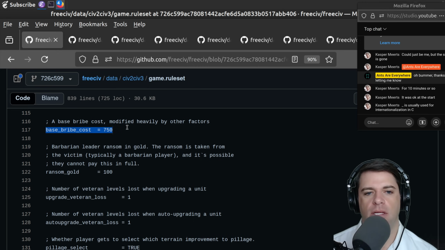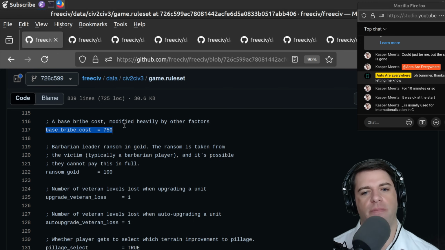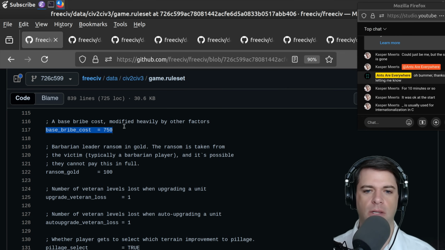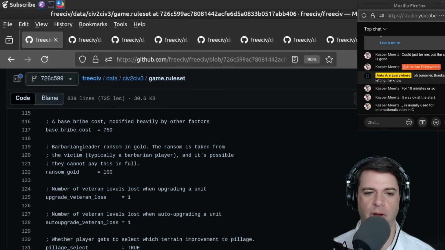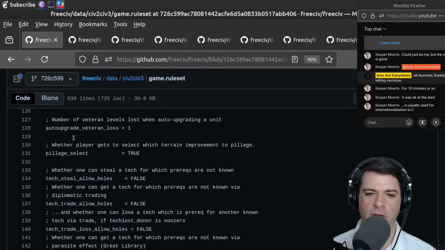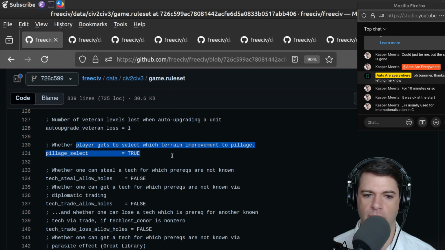There's a bribe cost, a base bribe cost modified heavily by other factors. Okay. So I guess the standard bribe is going to cost you $750, but that's going to change maybe depending on what sort of government you're in and stuff like that. A barbarian leader ransom is 100. And so on. Pillage select: whether the player gets to select which terrain improvement to pillage. I guess that's for pillaging your enemies.